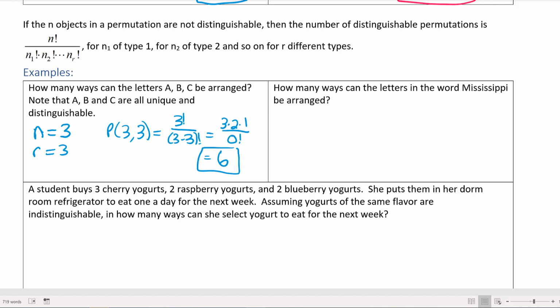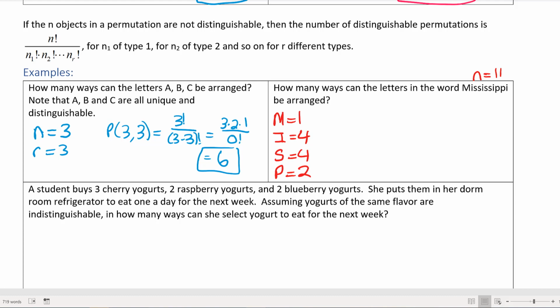But next I'm asked how many ways can the letters in the word Mississippi be arranged. Notice that the word Mississippi has a lot of repeating letters. Unlike A, B, and C, Mississippi has a lot of letters that are indistinguishable from each other. So I have Mississippi, which has 11 letters in it. I have 1 copy of M. For I, I have 1, 2, 3, 4 I's, 4 S's, and 2 P's. And that adds up to my total of 11 letters.